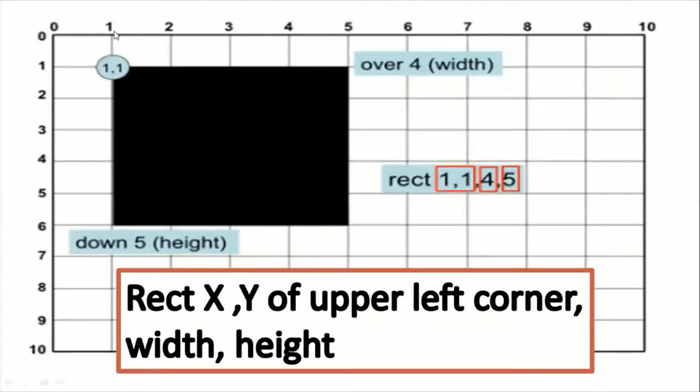Now in this case, the x, y coordinate of the upper left corner is 1, 1. It is starting from 1, 1. The width is 4. Why? Because this particular rectangle is going till 5, starting from 1. So 5 minus 1, the width is 4. Similarly, the height of this rectangle: it is starting from 1 and going down till 6. So 6 minus 1, 5 will be the height. So the command to draw this rectangle will be rect 1, 1, 4, 5. 4 is the width, height is 5.